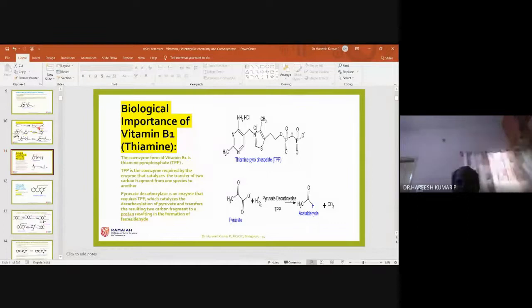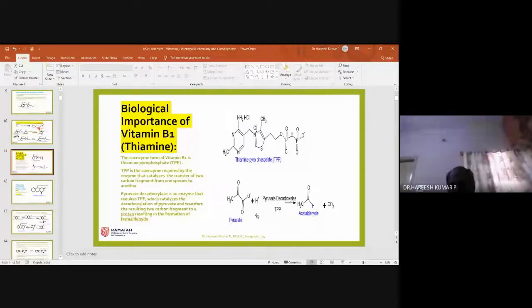Okay, so that is the biological importance. What does it mean? Vitamin B1 is the precursor for the coenzyme called thiamine pyrophosphate. Thiamine pyrophosphate is a coenzyme required by the enzyme that catalyzes the transfer of a two carbon unit to the substrate. So that is the biological importance of thiamine. This is the reaction, and this will be the coenzyme.